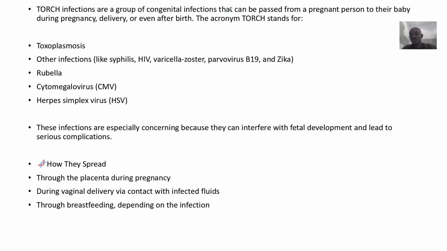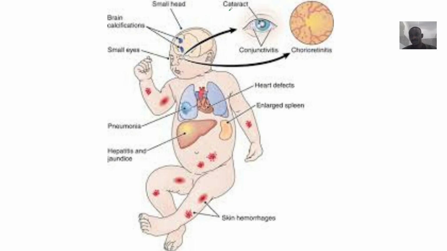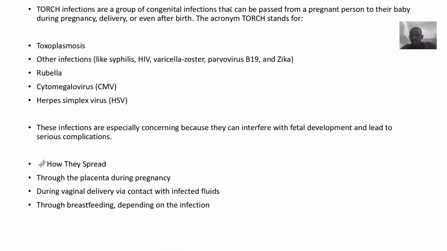So they are passed from what? A pregnant mother to her baby. Maybe during the course of pregnancy or when she wanted to deliver, when the baby was bleeding, the mother was bleeding, and there was a mix-up of blood and all of that. Or sometimes after birth, maybe through breastfeeding and so on. Do you understand? So the acronym TORCH stands for what we were talking about.